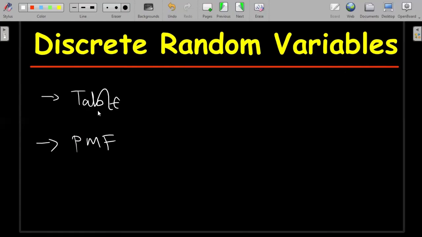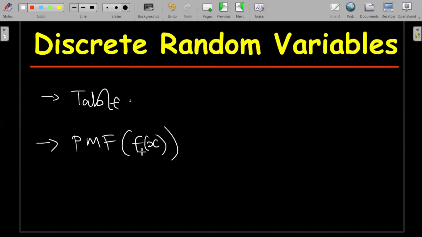Both the table and the PMF work. The PMF is simply a formula, so we can say f of x. So this discrete random variable can be represented in a table form or a PMF, and that representation we call a probability distribution.